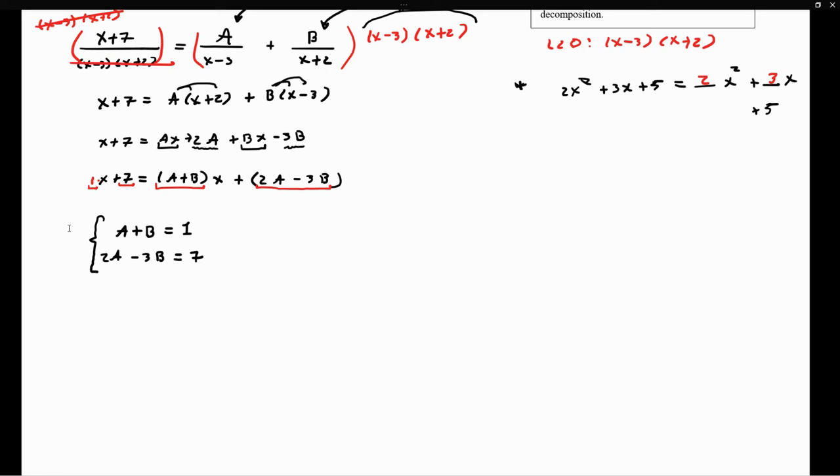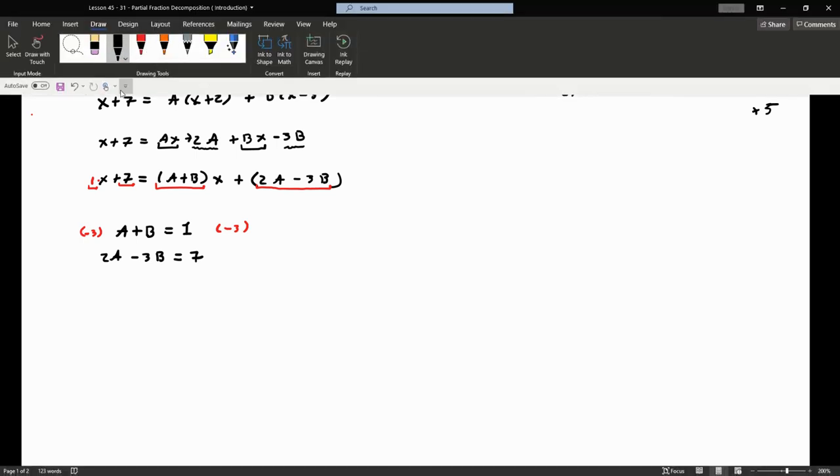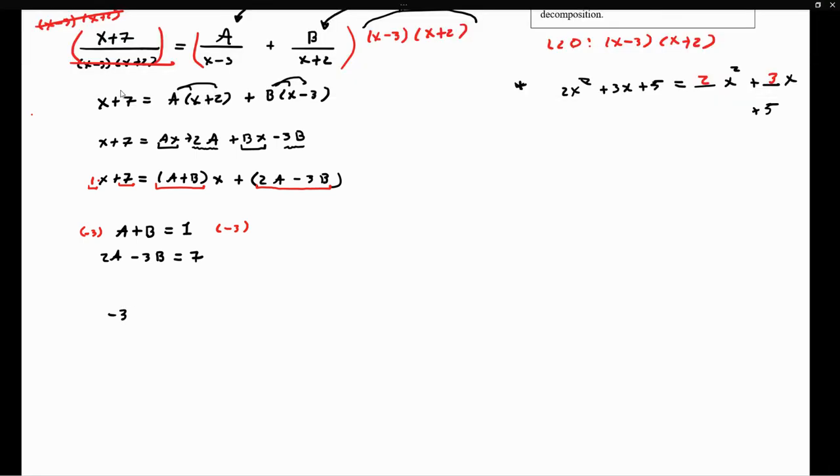So let's just solve this system of equations to find out the values of a and b. And now this becomes an Algebra 1 problem. So you can use whatever techniques you learned in Algebra 1 to solve for this system of equations. What I'm going to do here, I'm just going to multiply -3 to both sides, and then I'm going to add them up in order for the b to cancel out. So if I do that, I'm going to get -3a minus 3b equals -3. I get 2a minus 3b equals 7.